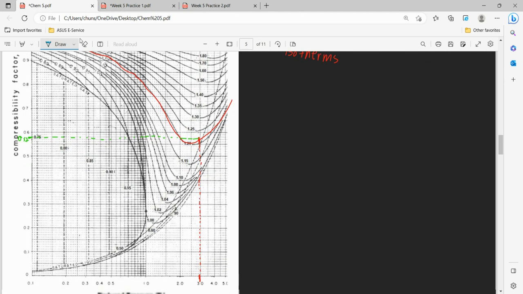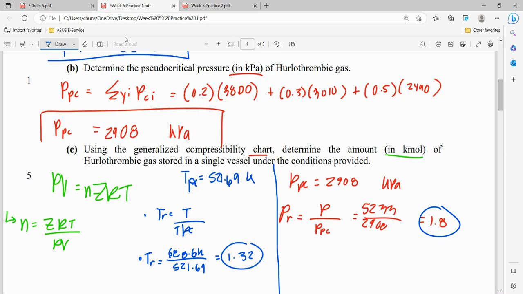So we have 1.8 for pressure, which is about, okay, like 1.5 is about, oh no, that's 10. My bad. Okay. This is 1.0. I'd say it's roughly about here for our pressure. And we need 1.32 isotherm. So 1.32, we could say it's kind of about here, right in between.